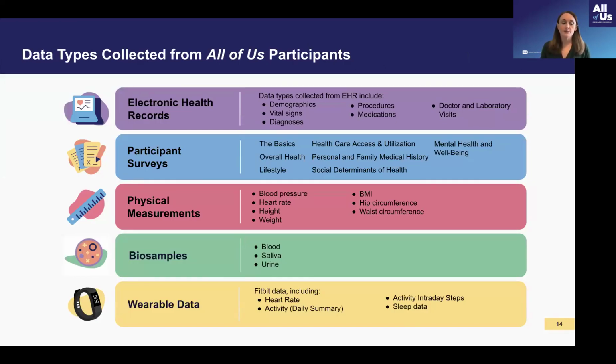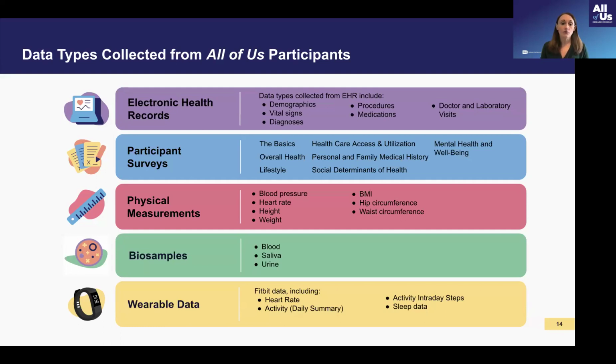Our basic protocol starts out with a consent for use of electronic health records in research. And currently with the electronic health records, we're pulling demographics as well as vital signs and diagnoses, procedures and medications, as well as visits. We do have a number of surveys that we have deployed over time, including the basics, which is basic demographic information, overall health and lifestyle, healthcare access and utilization, personal and family health history, social determinants of health, and then a mental health and well-being survey that we recently launched in 2023.